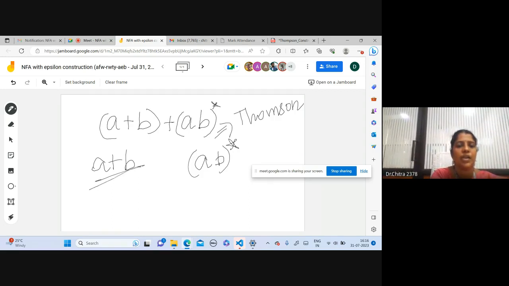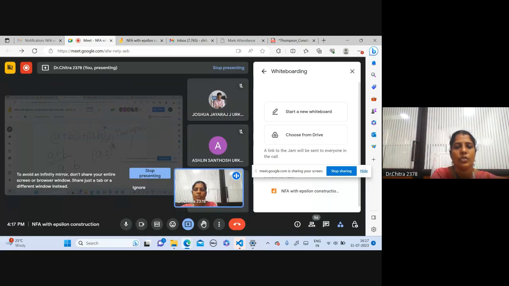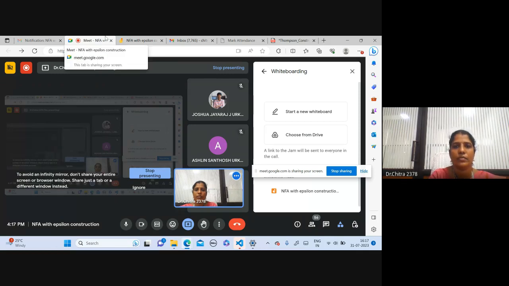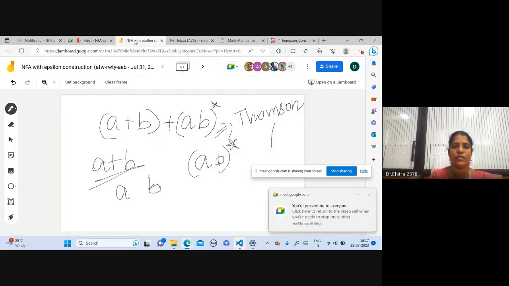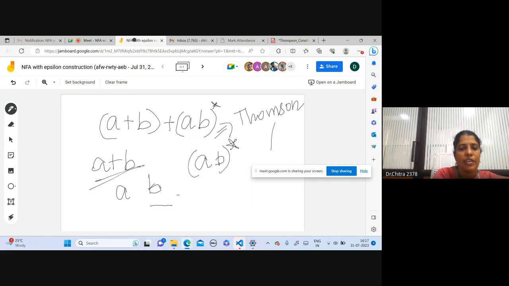First, take the first part. In this first part itself, divide it into A and B, then the addition of these two. We are going to perform this addition operation for this one. A plus B, how do you draw it? First, draw the NFA for A. This is the NFA for A. Then draw the NFA for B. This one is the NFA for B.